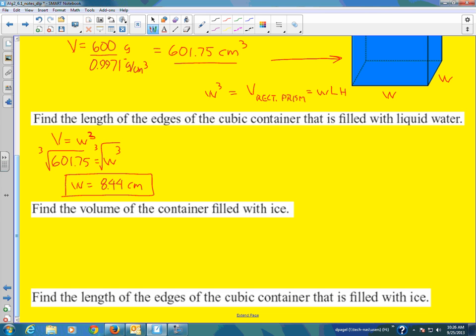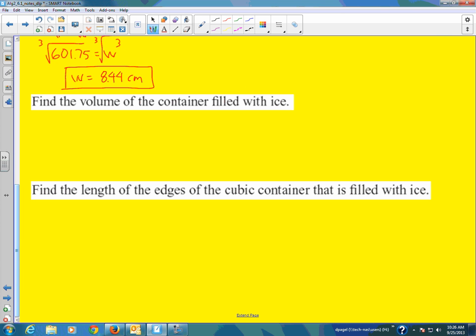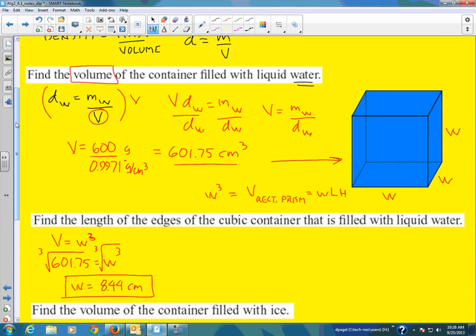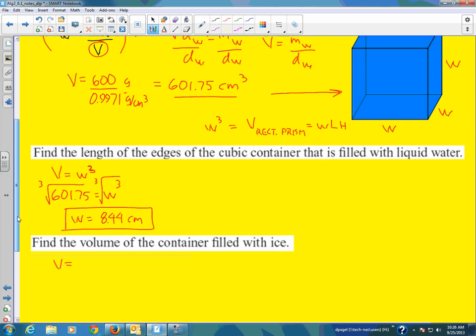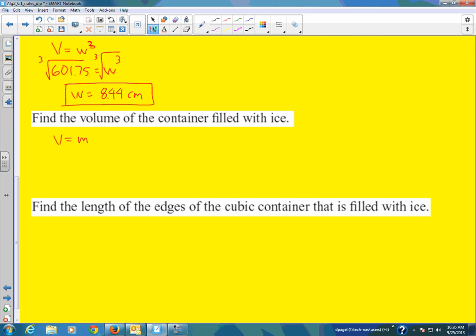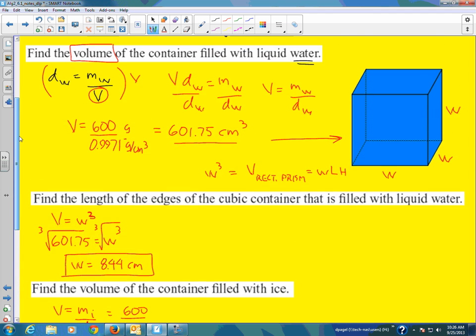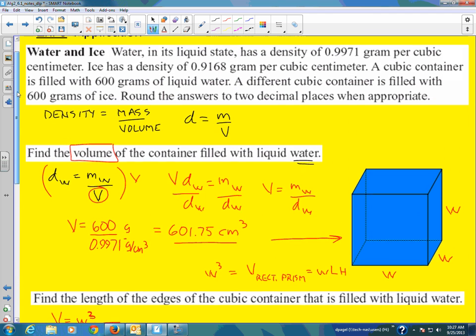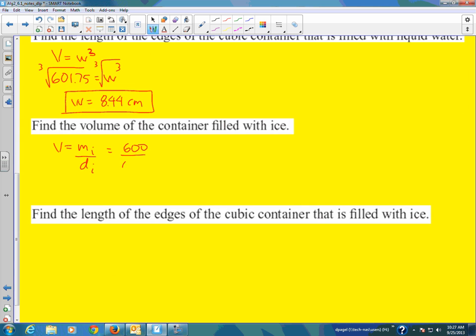What about if it was in solid state? How about ice? What's our volume here for ice? Ice density is a little less than our water density. We still have our equation from above, that the volume can be found by mass over density. This time it's the mass of ice over the density of ice: 600 grams of ice, and our density was 0.9168. And this will give me my volume for my ice.